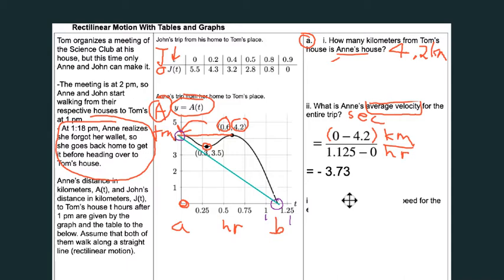Why is it negative? Because the distance was decreasing, right? And that makes sense. They're getting closer and closer to their destination. Distance was decreasing. So we still don't have units on that. We need units. So again, that's kilometers per hour.